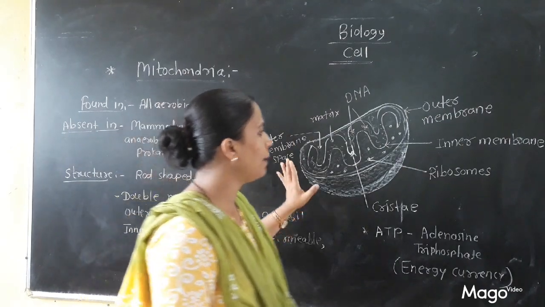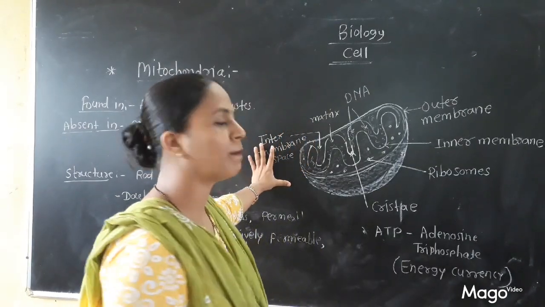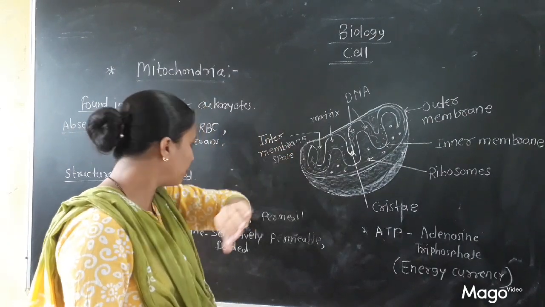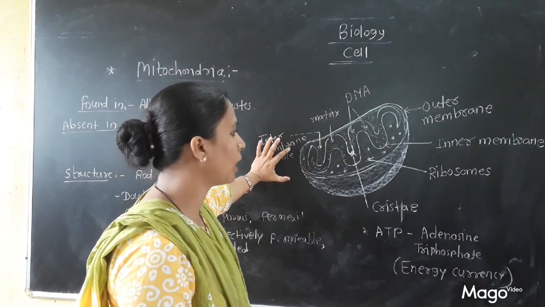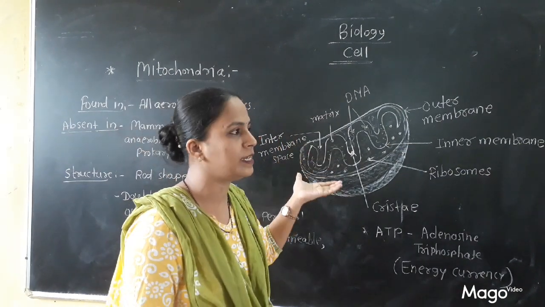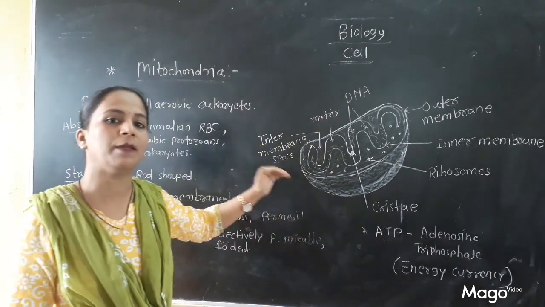Also, it helps in the synthesis of some special biochemicals. Mitochondria is also responsible for making certain biochemicals like cytochrome, steroids, fatty acids, chlorophyll and phospholipids.